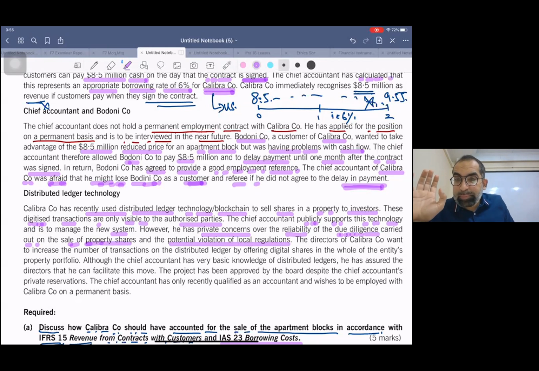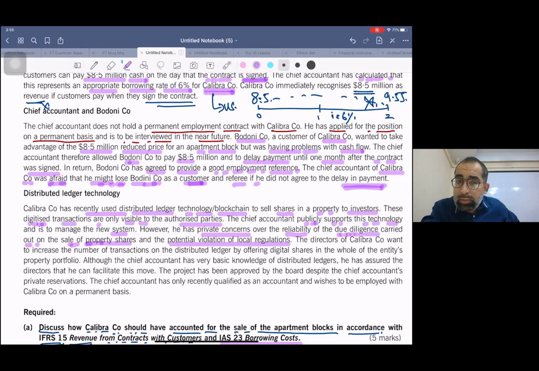Just see the game. In public, this guy is saying everything is fine, this technology is excellent, go and invest, go ahead. But in person, he personally knows that this is a dangerous game. He has doubt on the due diligence, on the reliability of due diligence. That means he's not satisfied. He is not satisfied with the transparency, the check and balance of this system.